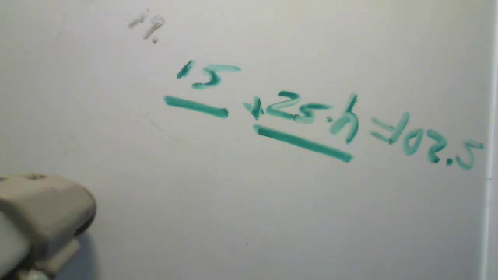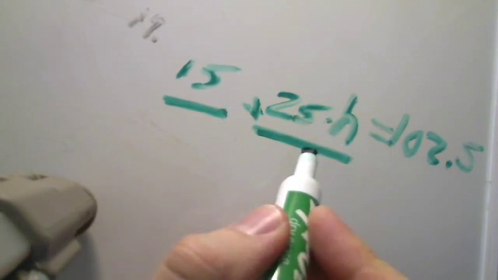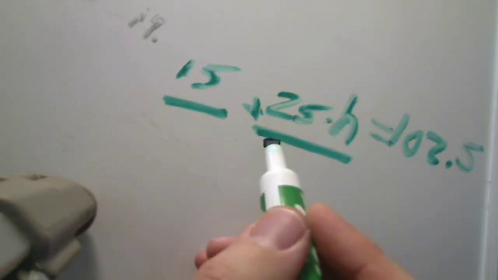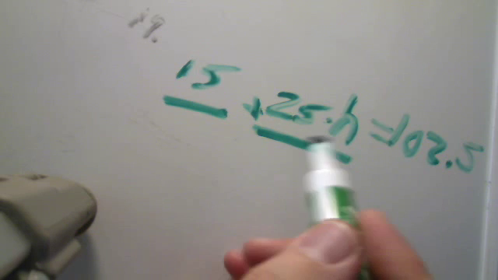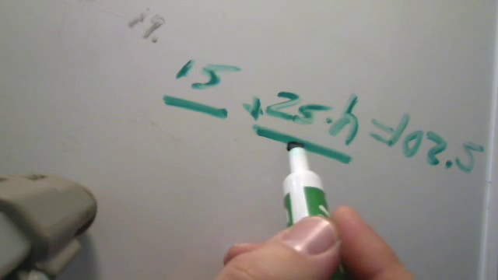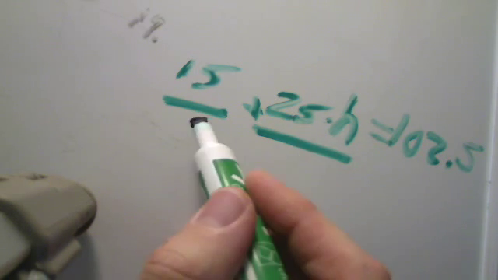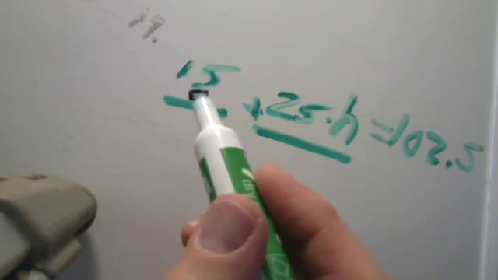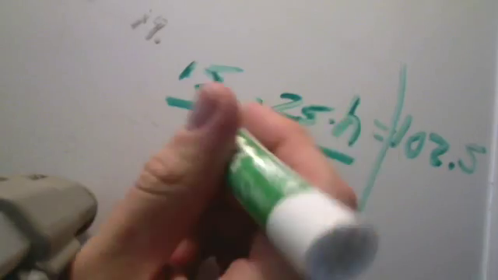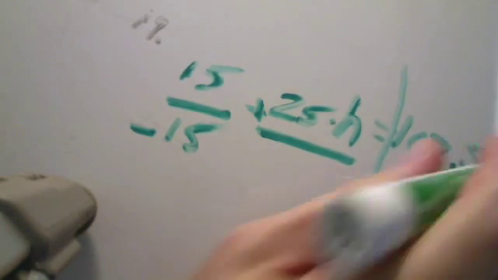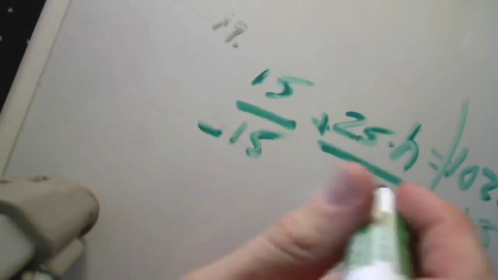When we solve it, we have to think, what number do we get rid of first if we want the H alone? So we have the 15 and the 25. Since the 25 is by the H, this is the lettered number, this is the non-lettered number. We always get rid of the non-lettered number first. So by doing that, we'll subtract 15 off on both sides. When we do that, we come up with a new equation.